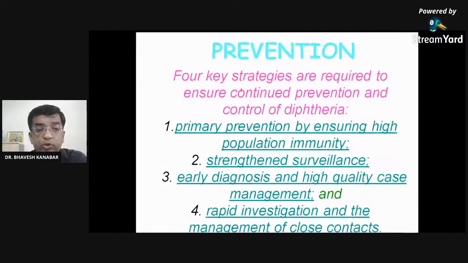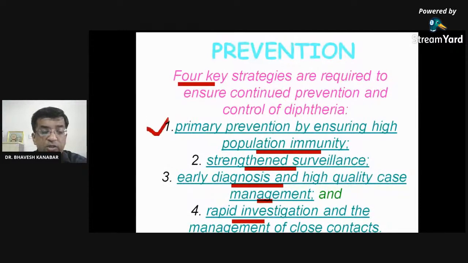We are going to see the dosage also. So for prevention, key strategies are required to ensure continued prevention and control. There are 4 key strategies. Primary prevention, by ensuring high population immunity. How? By giving vaccine. Strengthening the surveillance, that is active search of the cases, early diagnosis and high quality case management, right? And rapid investigation and management of the close contacts. So again, I repeat, first of all, vaccination. We have to immunize the population, right? For prevention, we have to make the population immune. How can we make the population immune? By giving vaccine, that is DPT and pentavalent vaccine.